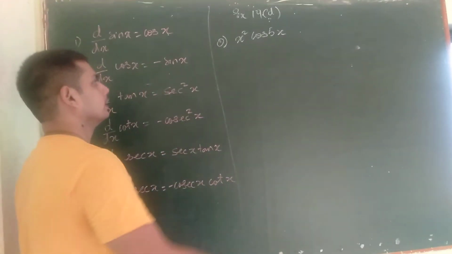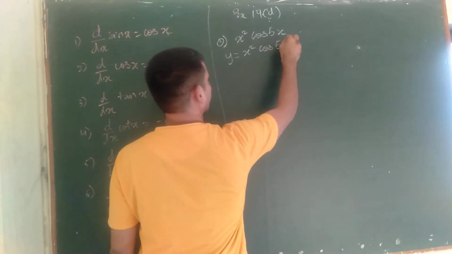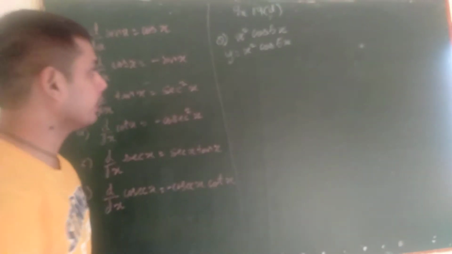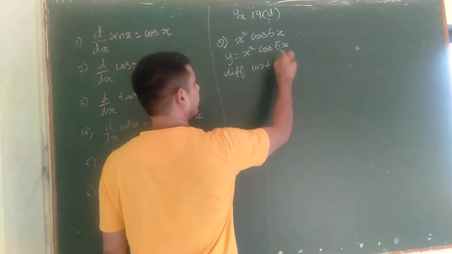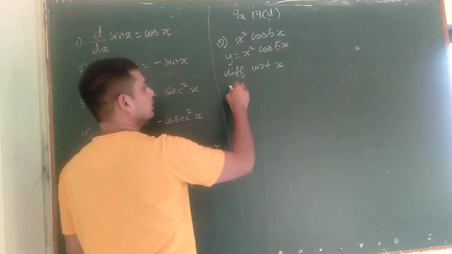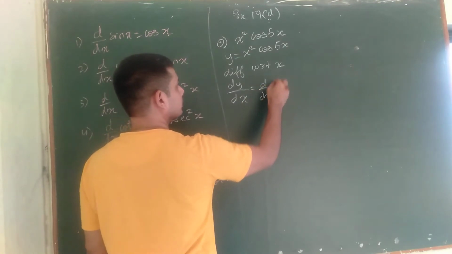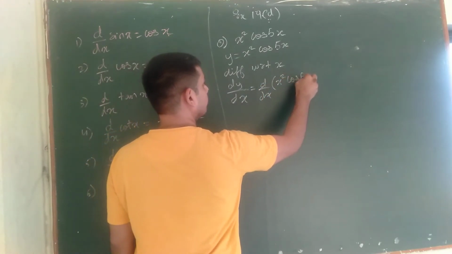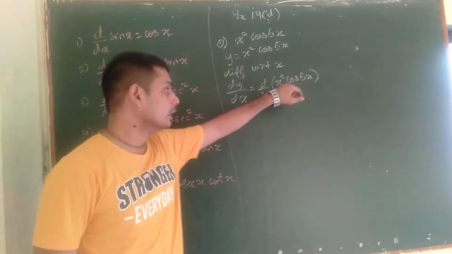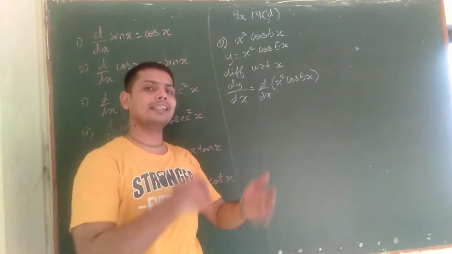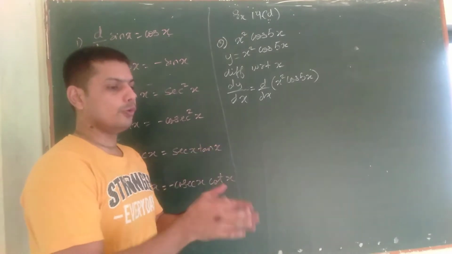So our first step is, of course, let this function be equal to y. So y is equal to x square into cos 5x. Next step, differentiating both sides with respect to x, because my function is in x. So this becomes dy by dx is equal to d by dx of x squared cos 5x. Now here we have multiplication of two functions. This is u, this is v. So you will apply the uv rule, which is v into the derivative of u plus u into the derivative of v.